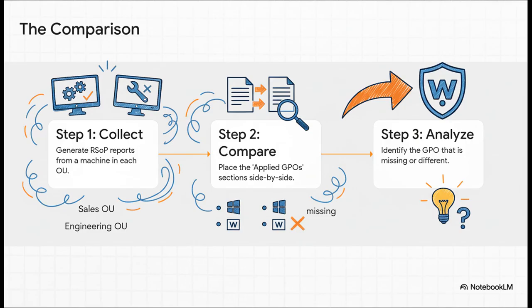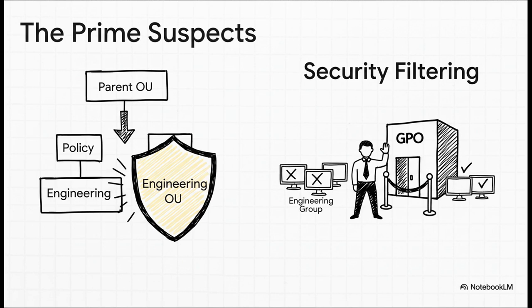It's comparison. Generate an RSoP report from a machine in sales that's working and one from a machine in engineering that isn't. Then you put those reports side by side and you look at the applied GPO section. I promise you, the difference will just jump right off the page. The Windows Update GPO will be right there in one report and completely missing from the other. And the reason it's missing almost always comes down to one of these two suspects.